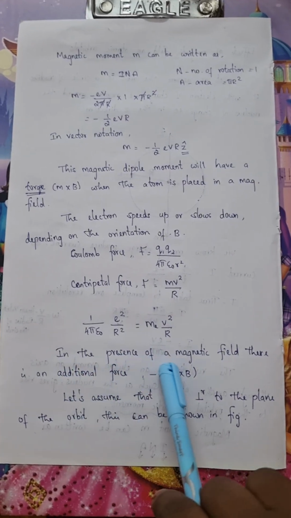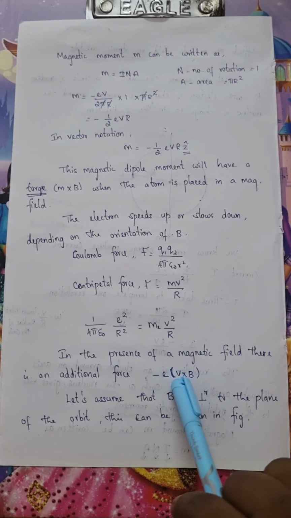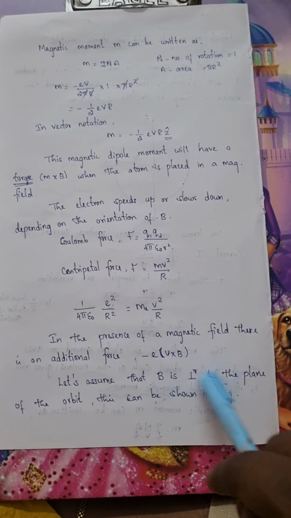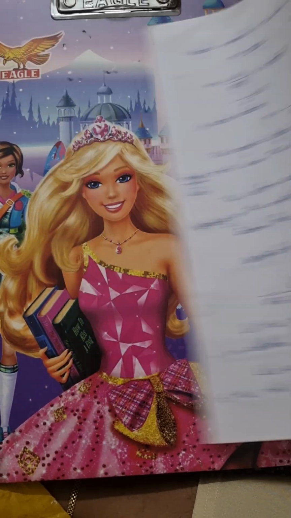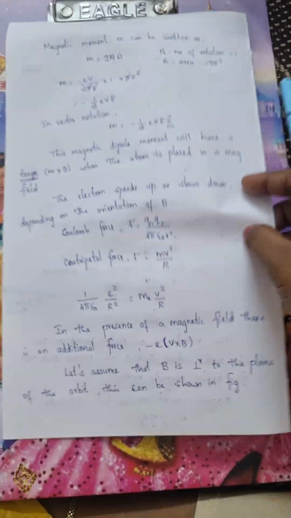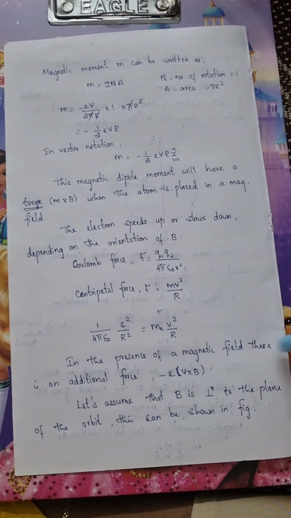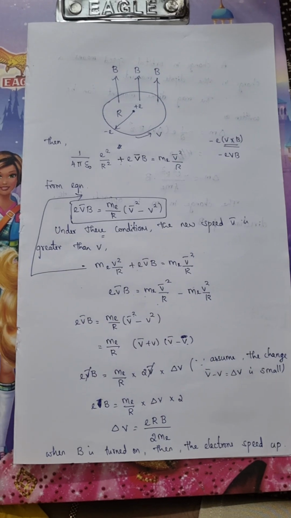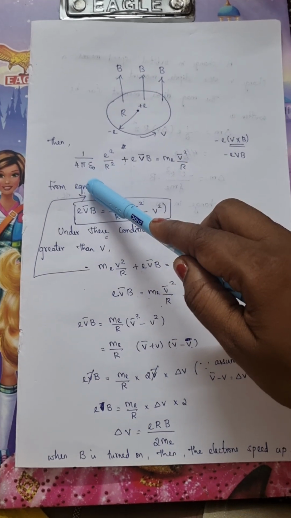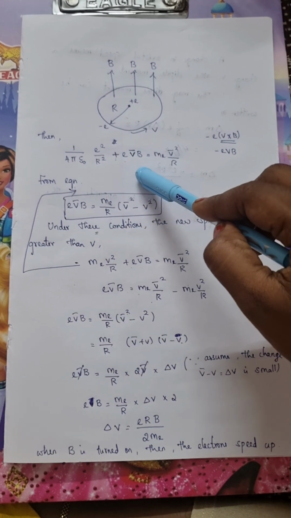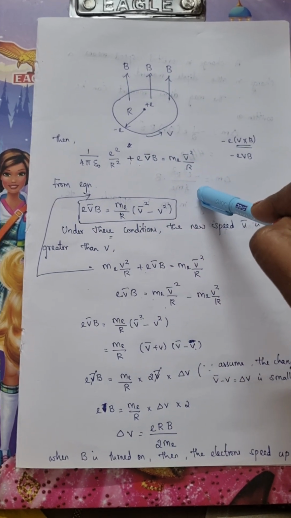In the presence of a magnetic field, there is an additional force, that is minus e v cross B. Let us assume that B is perpendicular to the plane of the orbit, as explained in the figure. So we write 1 by 4 pi epsilon 0 e square by r square, plus the additional force e v bar B, equals m v bar square by r.